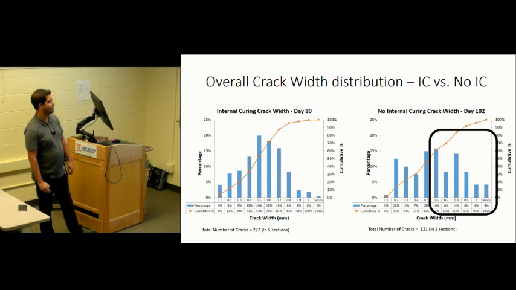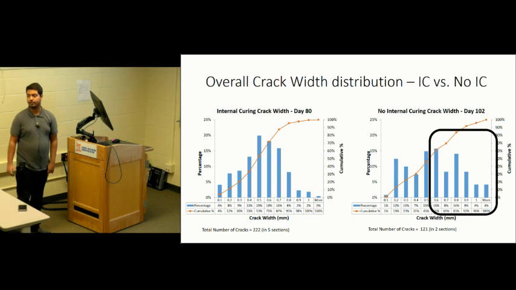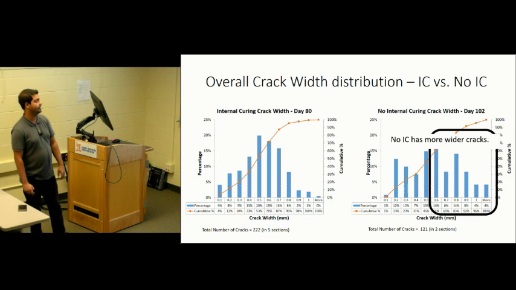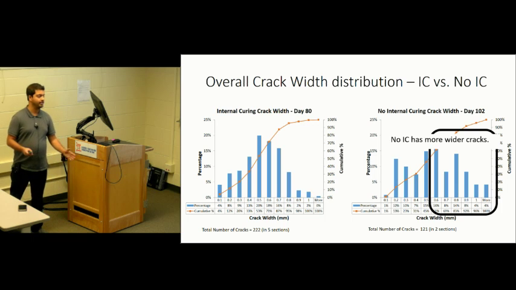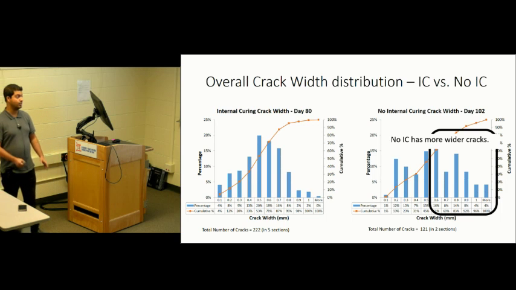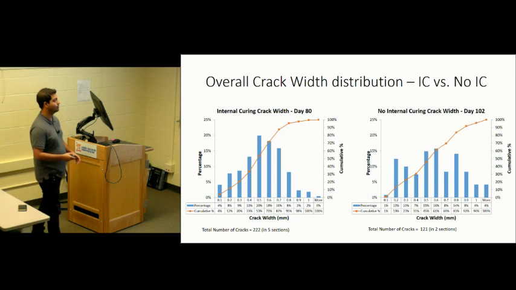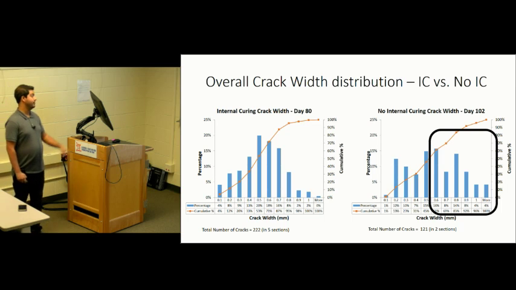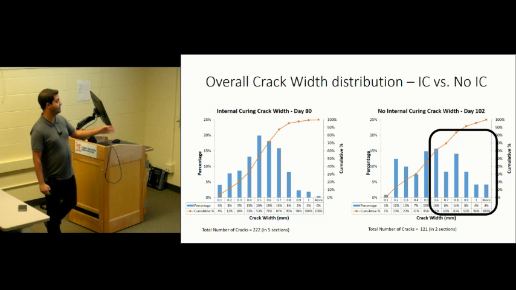Another thing we can see, if we look at the crack width, like how wide the cracks are, is that the non-internally cured section, or the section with virgin aggregate, has wider cracks. So it has closely spaced cracks and it has wider cracks, versus the behavior of the internally cured section.